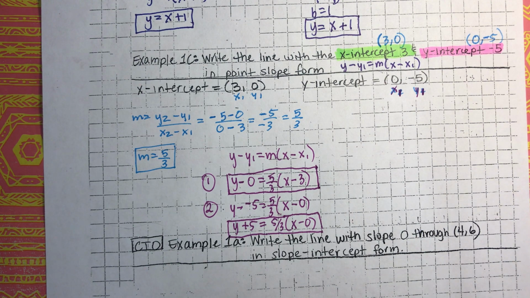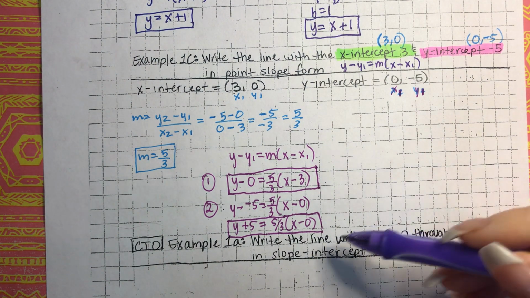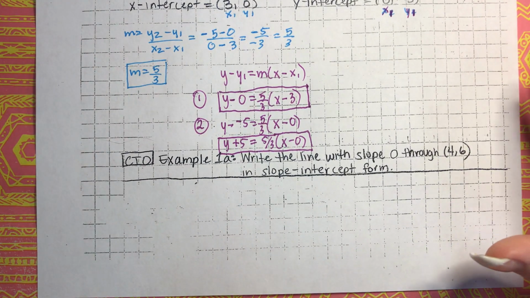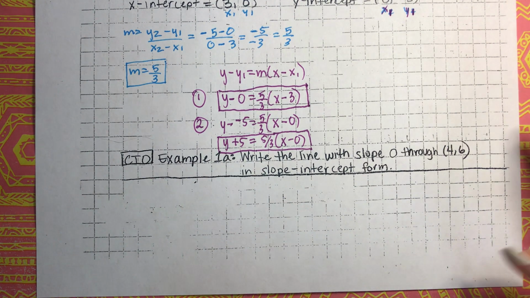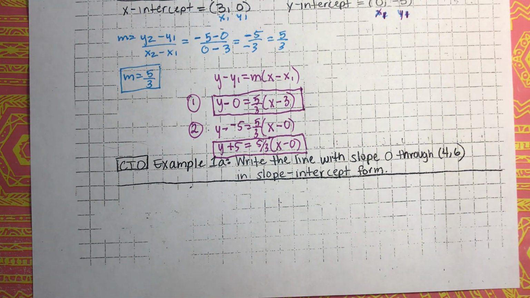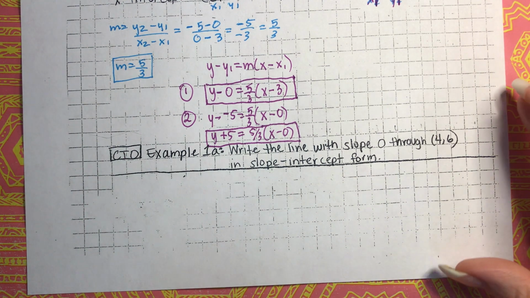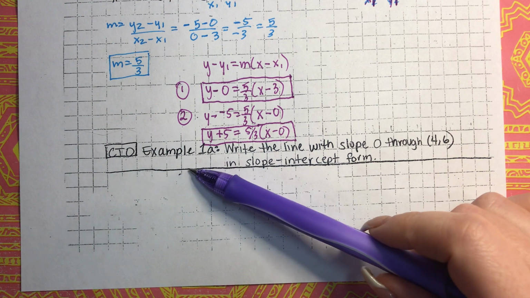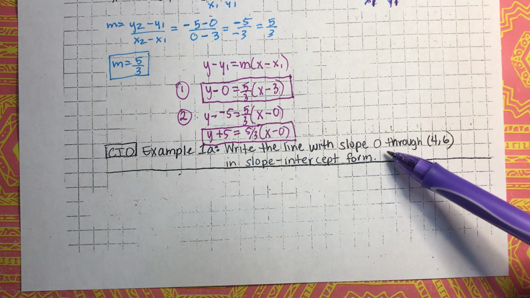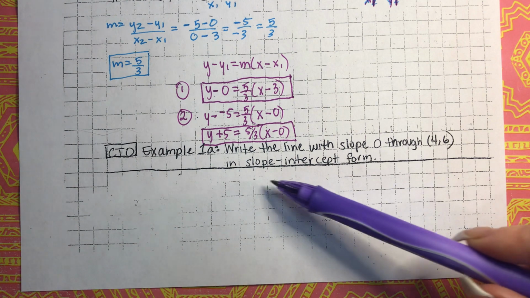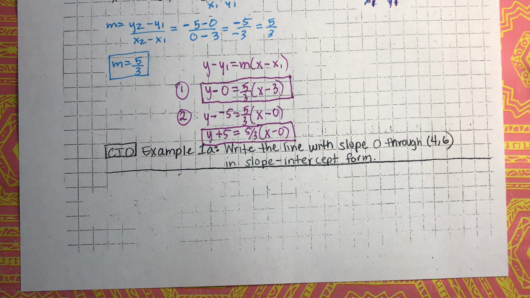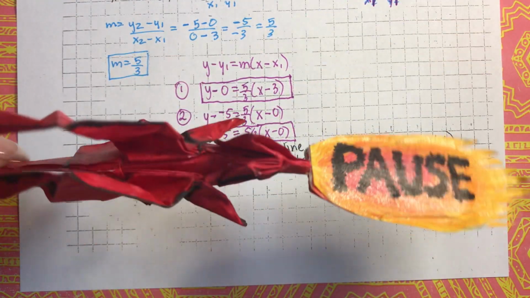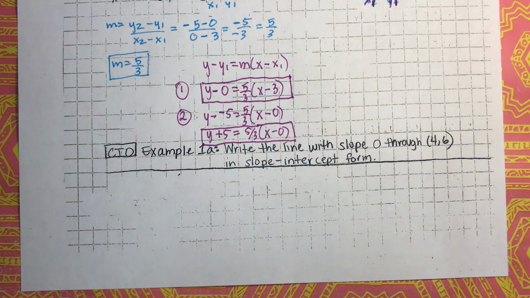Okay, so either one of those would work, but I just wanted to go ahead and show you how you write both of them. Now we're on to these problems, and I want you to try to practice on your own, using the same format and the same steps that I did in the previous examples. Example 1A: write the line with slope 0 through the point (4, 6) in slope-intercept form. So here's my friend, the pause dragon, reminding you to pause your device and work that problem out. When you get done, press play and we'll talk about it. All right, see you in a bit.